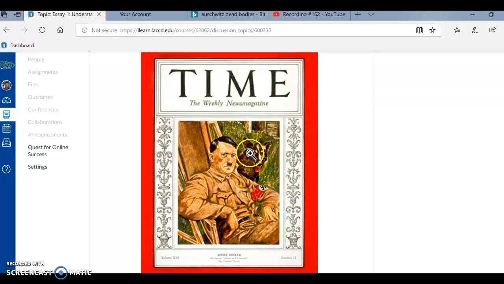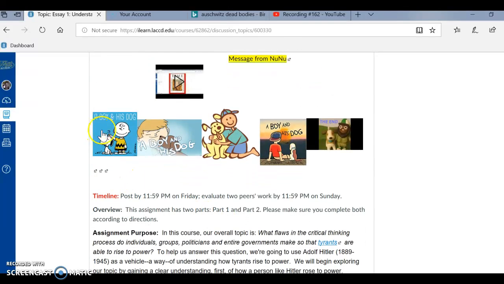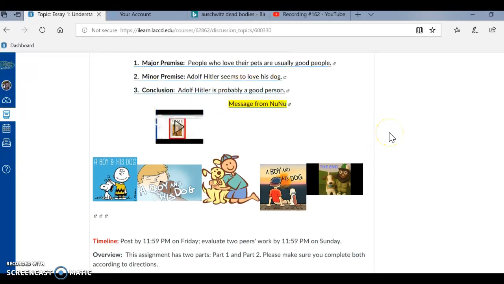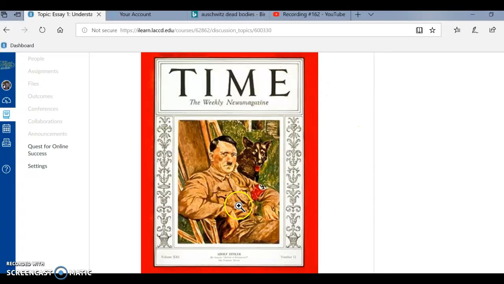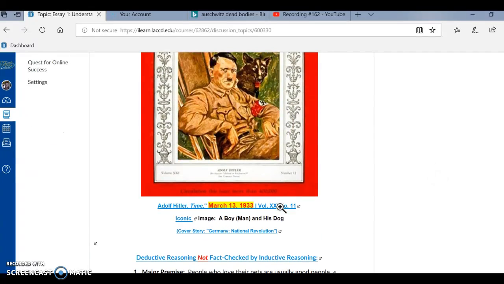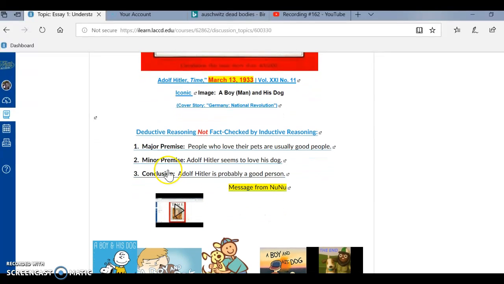He looks so peaceful here in this 1933 Time cover, which is quite shocking. It's a man and his dog, a boy and his dog. It's like this iconic image, sacred to American culture and many cultures, of a boy and his dog. And in 1933, Time published this illustration of Hitler sitting in a pleasant garden with his dog. What could people conclude from that image?